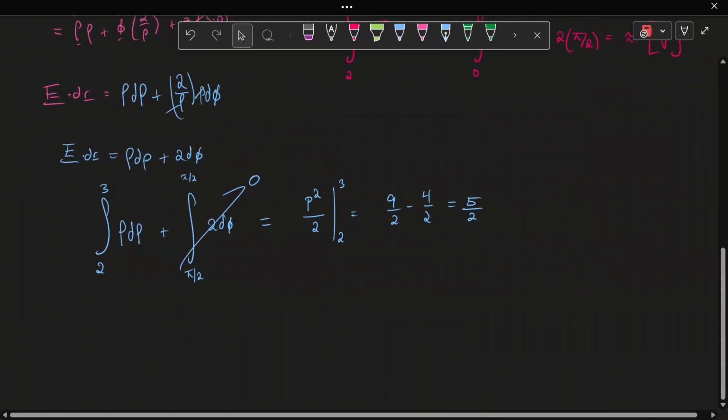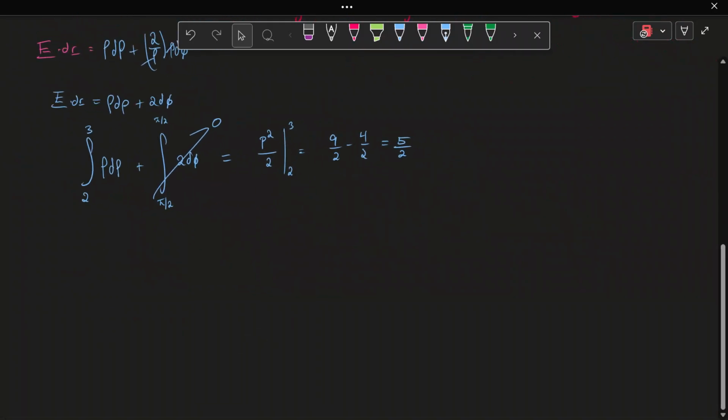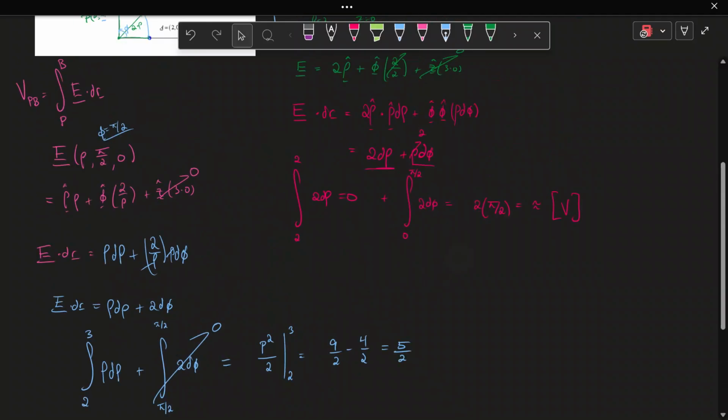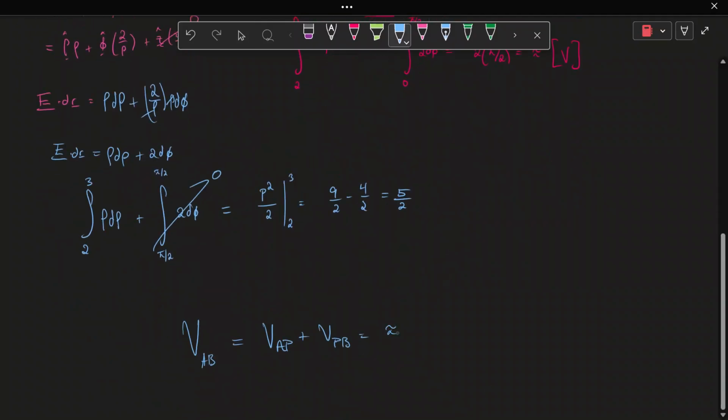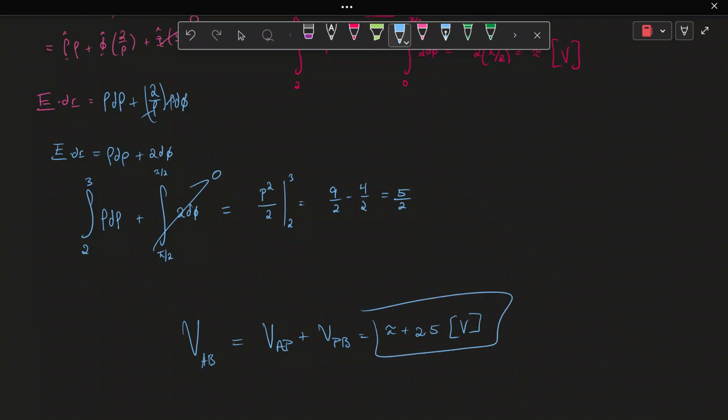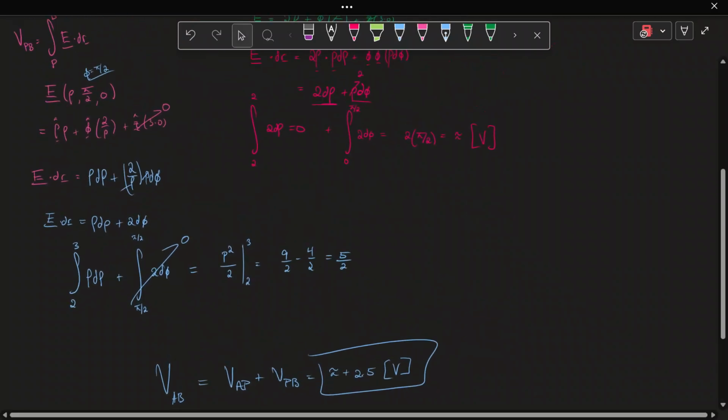So now, when we do the addition of the two different voltage drops, the voltage drop from A to B is equal to the voltage drop from A to P plus the voltage drop from P to B. So what was this? The voltage drop from A to P we got as pi, and the voltage drop we got from P to B is 2.5. So that is our answer, pi plus 2.5 volts. And hopefully this made sense.